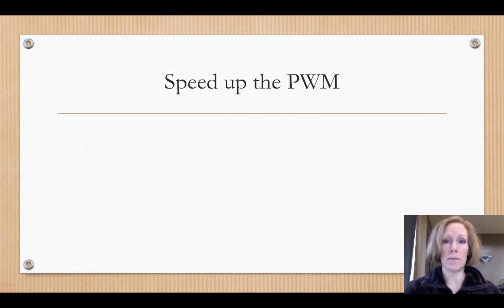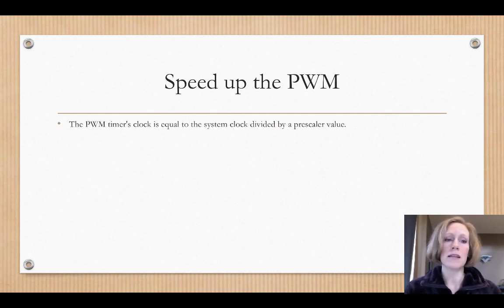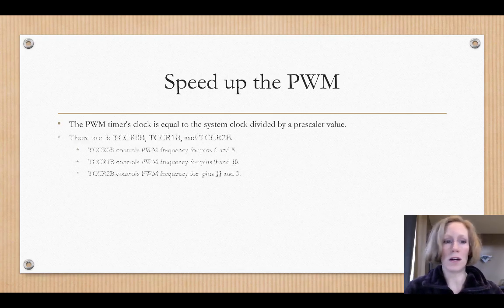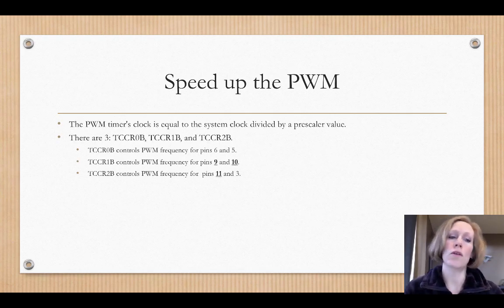So what we need to do is speed up that PWM wave. The PWM has a timer, and its clock is equal to the system clock divided by some prescaler value. The system clock is the clock that the microchip is running at, and then we have this timer clock that we can use to time things. There are 3 timers inside the Arduino, represented by the code TCCR0B for timer 0, TCCR1B for timer 1, and TCCR2B for timer 2.